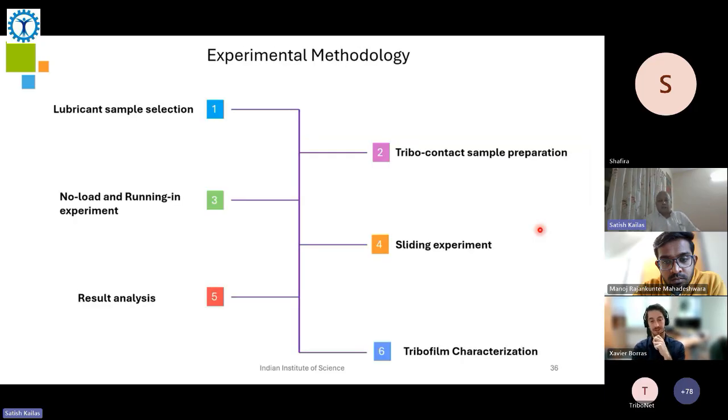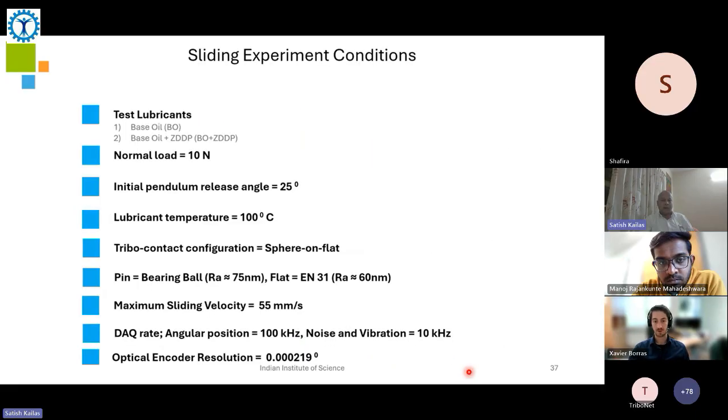So what we did was we did experiments again to confirm whether this machine is working: tribo contact sample preparation, no load, running a sliding experiment, result analysis, and tribo film characterization. The initial work we did was with these conditions, where the initial pendulum release angle was changed to 25 degrees so that the energy input is larger. Here we could get much higher sliding velocities of 15 millimeters per second. The same optical encoder was used with high frequency data collection. This particular system can go to a 10 megahertz data collection rate.